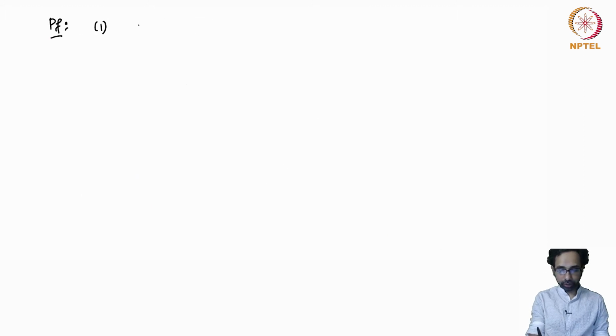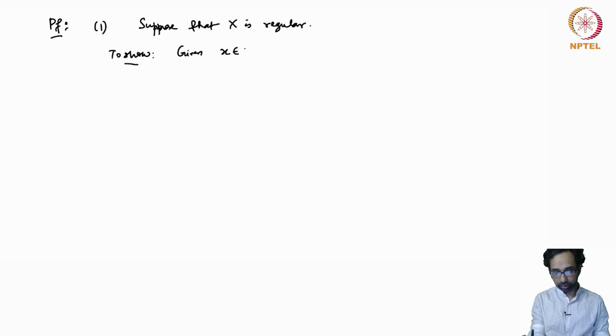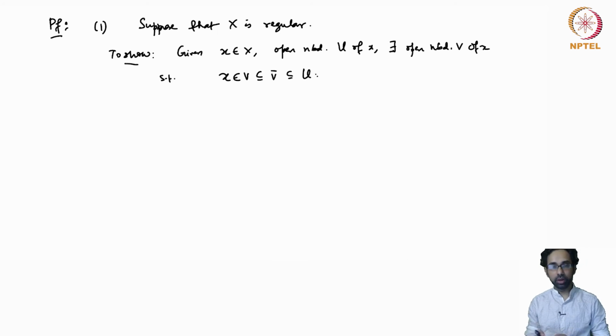So to start the proof, suppose that X is regular. And we have to show that given x in X and an open neighborhood U of x, there exists an open neighborhood V of x such that x belongs to V, it is a subset of V closure, it is a subset of U.